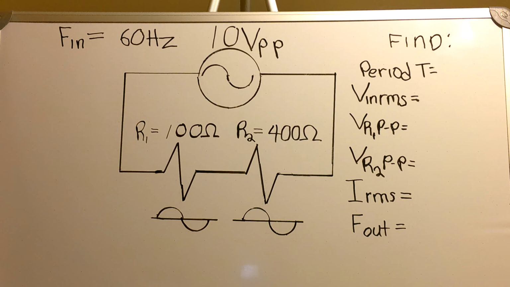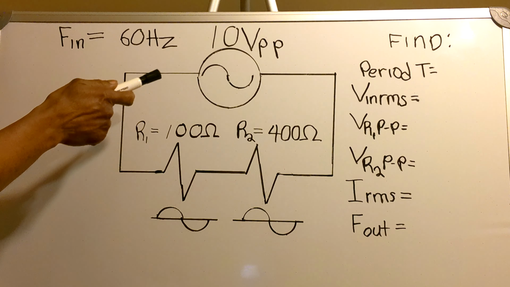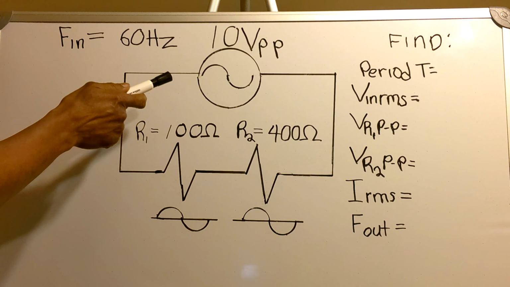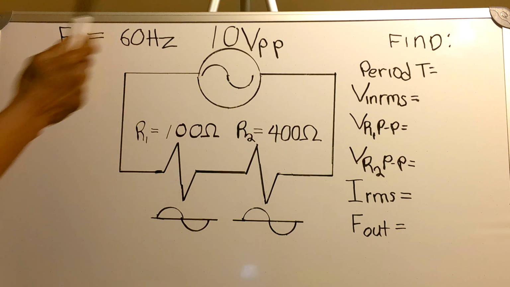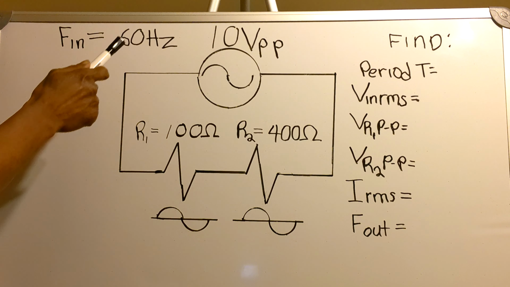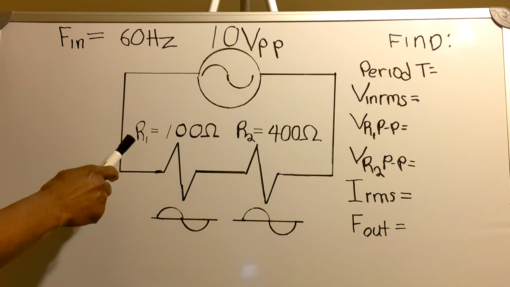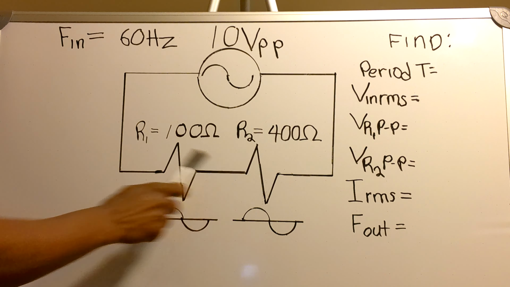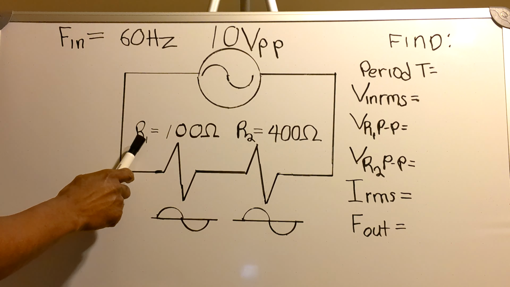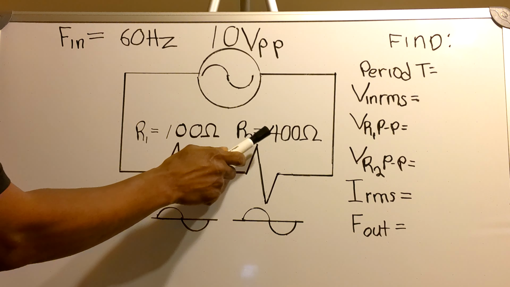In this video, I will be evaluating this circuit that has a sinusoidal input of 10 volts peak to peak and a frequency of 60 hertz. It has a couple resistors, R1 100 ohms, R2 400 ohms.